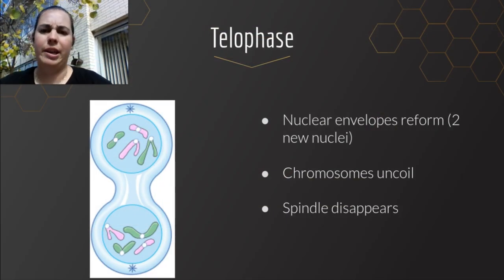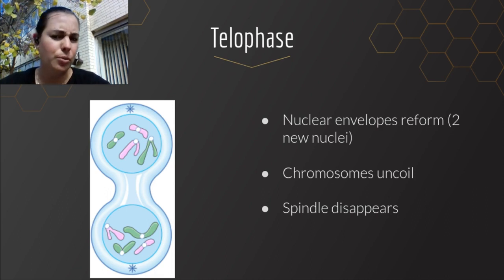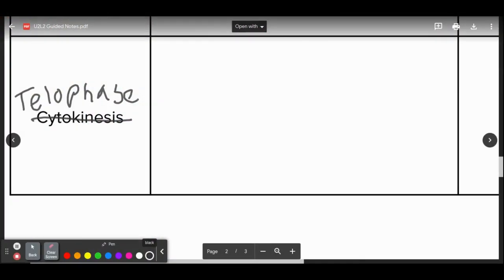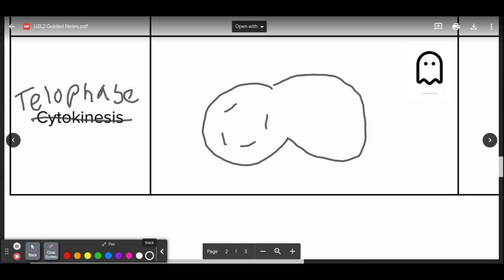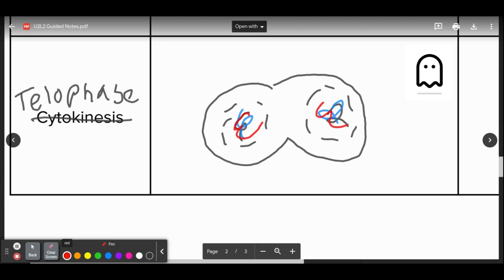And finally, we have telophase. Telophase is when nuclear envelopes reform. We have 2 new nuclei. The chromosomes uncoil, the spindle disappears. I don't have 2 new cells yet, but I have 2 new nuclei here. In telophase is when I get the new nuclei. So my cell is still connected, but my nucleus is reforming. And because my DNA is now surrounded by something to hold it, it can unravel. So it can turn back from a chromosome into DNA.